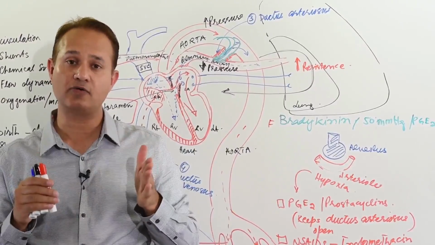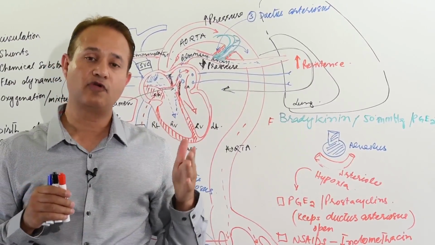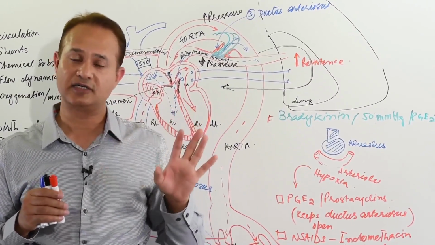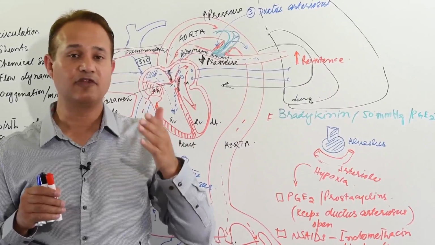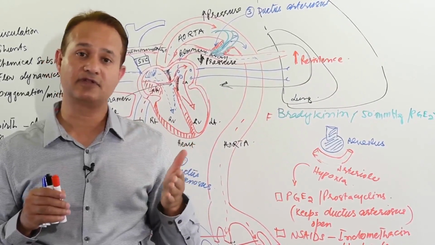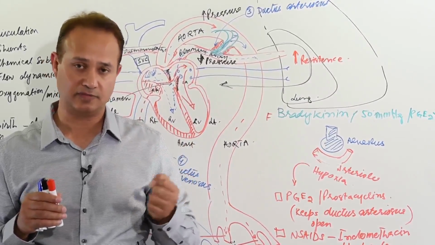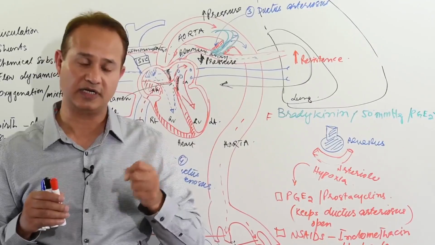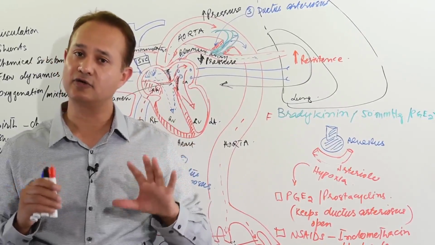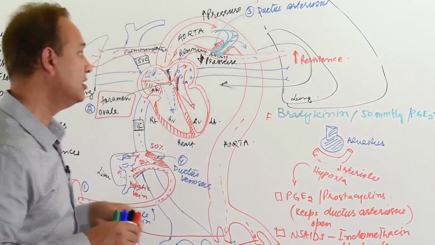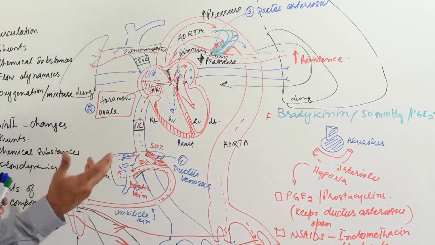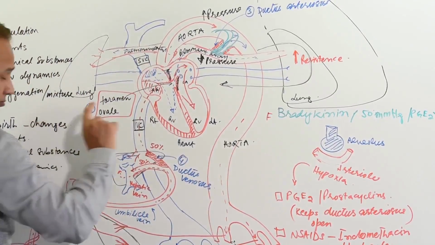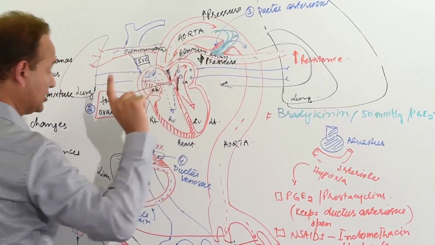Within 24 hours, in about 40% of people, the ductus arteriosus closes completely. Within 48 hours, about 80% of babies have the ductus arteriosus completely closed, and 100% of it closes within 96 hours. If it doesn't, then we have a different problem. Alright, so that is what happens to the ductus arteriosus.